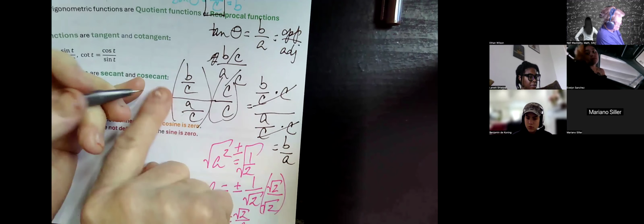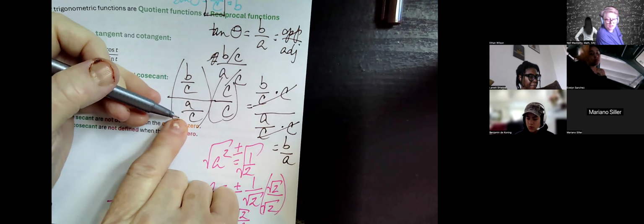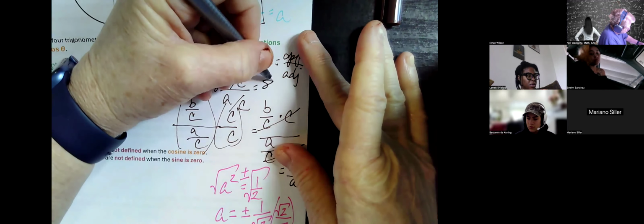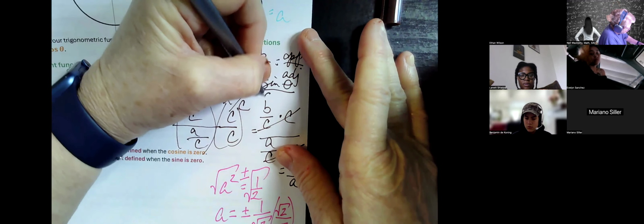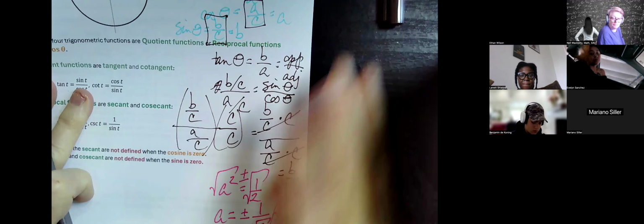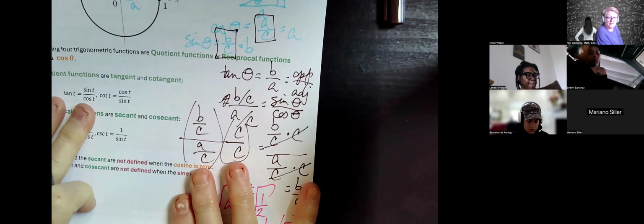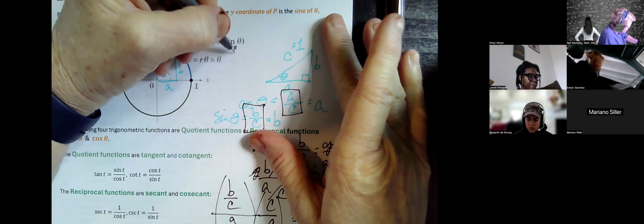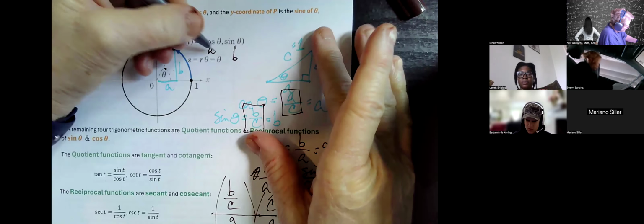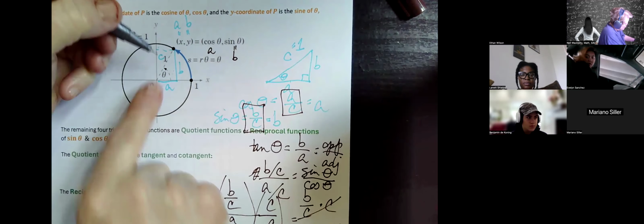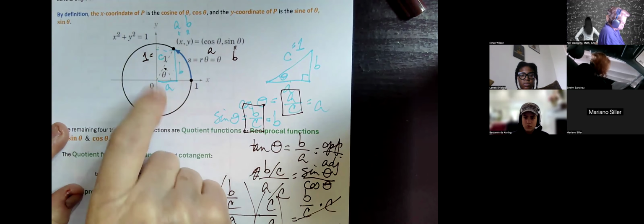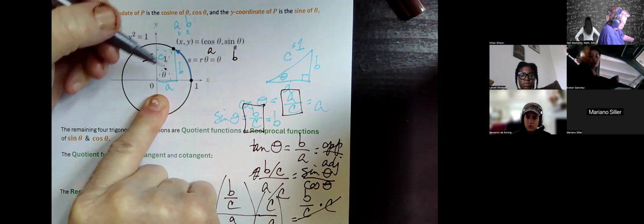So no matter how we write the sine and the cosine, tangent is always going to be sine theta divided by cosine theta. And it's super easy to see that in the unit circle because sine here is B, cosine is A. If we're thinking of this triangle, C is 1. So what is the tangent using this particular triangle?